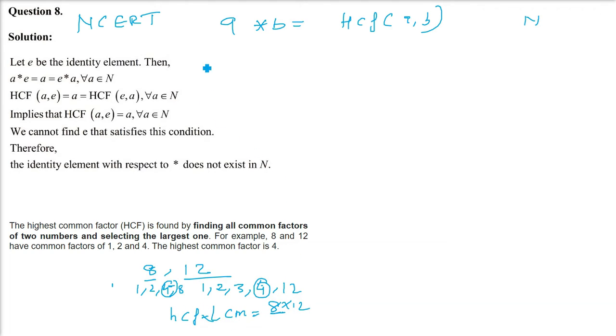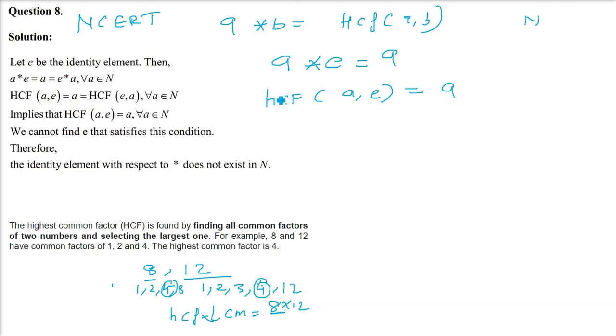Okay, coming back to the question, let E be the identity element. And we know this identity element will only come when we have A operated with that identity element and we get the A back. So A star E, you get this A back. So what do you get? A star E is the HCF of A comma E. And you should always get A back. And that is not true at all.